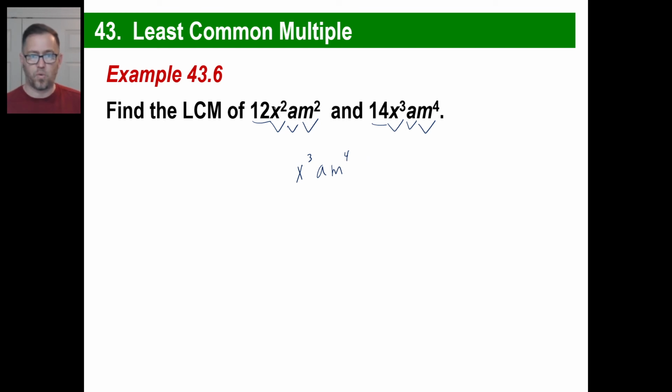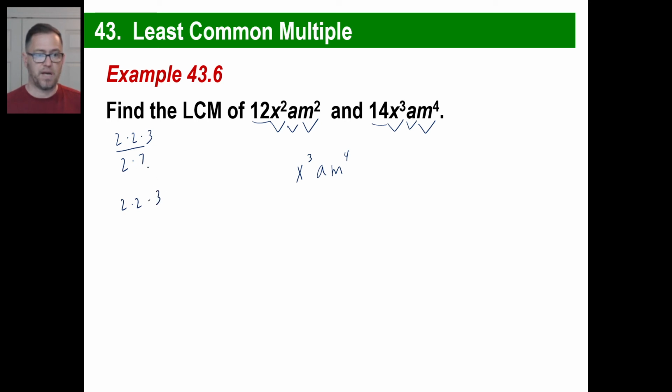All right, now let's do 12. 12 we can probably do in our heads, right? That's going to be 2 times 2 times 3. 14, we know that's 2 times 7, right? Okay, let's take a look at this now. Which one has more 2's? This one does. That's going to be 2 times 2. Which one has more 3's? That one does as well.